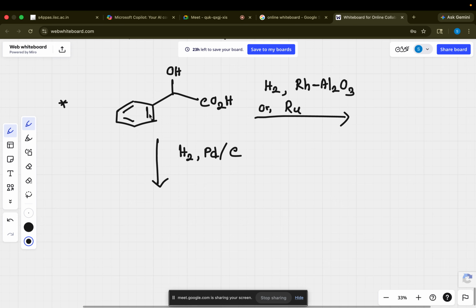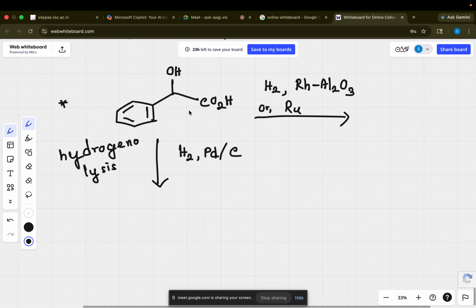This double bond will not reduce. Why? Because this is an aromatic system, an aromatic compound. It will not reduce. Addition of hydrogen will not take place here on this aromatic ring. No, this is an acid. Here hydrogenolysis will take place. Hydrogenolysis means bond cleavage.